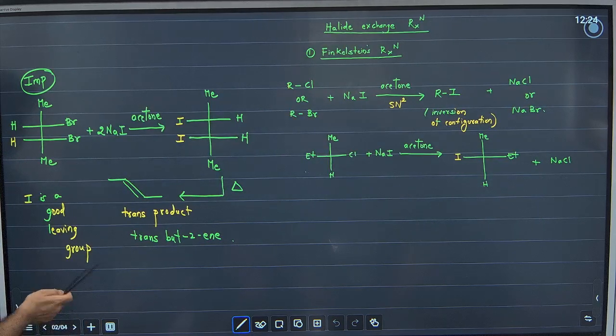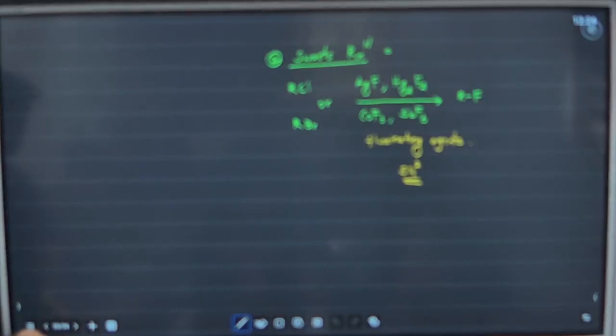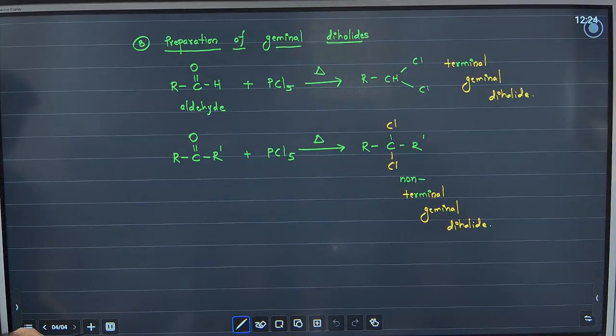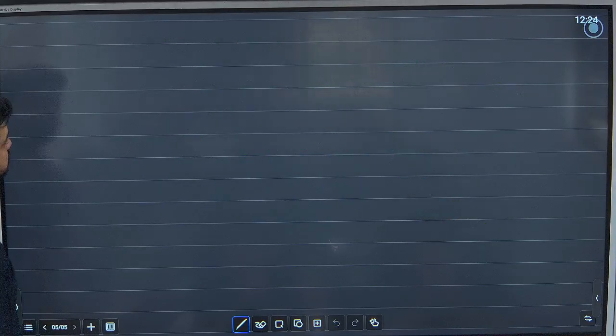अभी तो स्टार्ट किया. चलो, Swarts, Finkelstein done, then preparation of geminal dihalide. Let's do the next one.